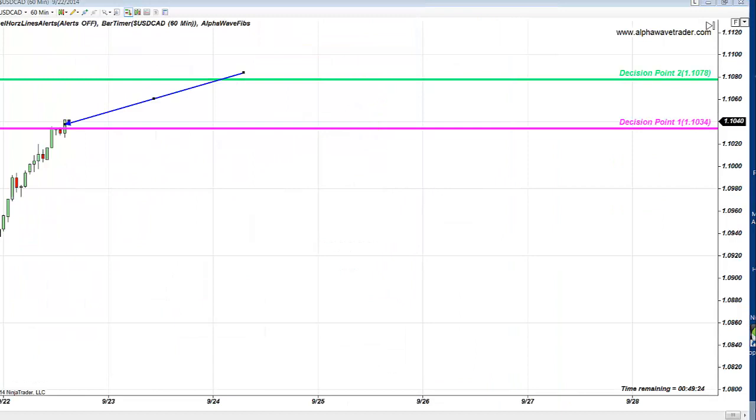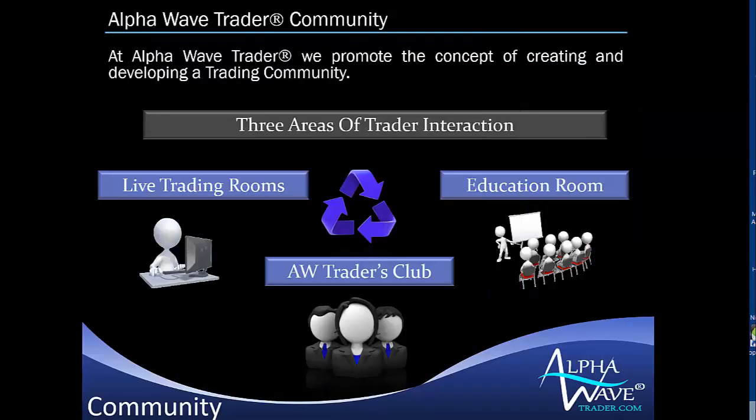You trade off these levels. Price tells you all these levels far in advance. On CAD, you knew these levels since, I will tell you since when, since last Thursday. Last Thursday, CAD told you where this rally would be, and you had the opportunity to buy at 1090.